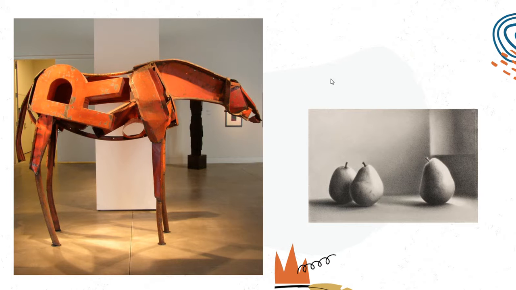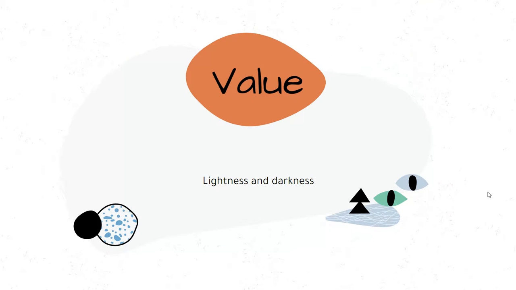The other part of that is you can show form in a 2-dimensional artwork. On these pears over here, through value, you will be showing form. We'll talk about value in just a second. But that is form. Now here's value.